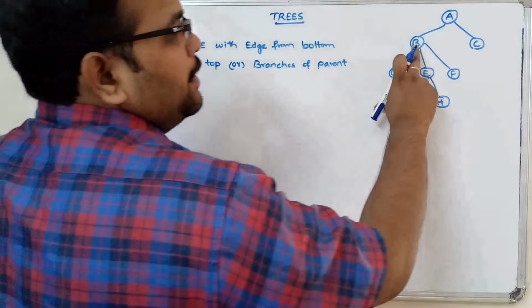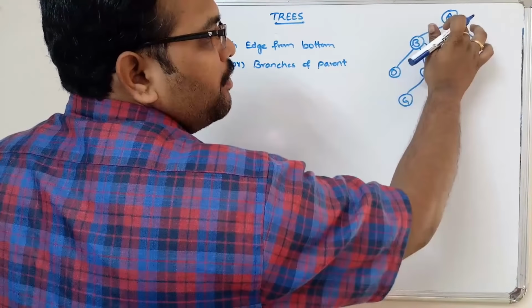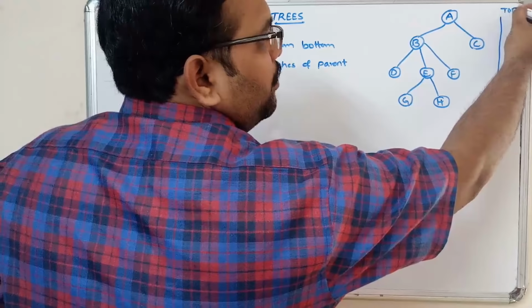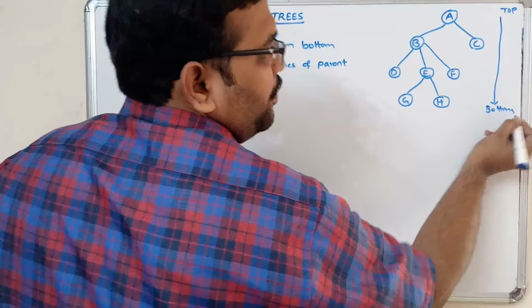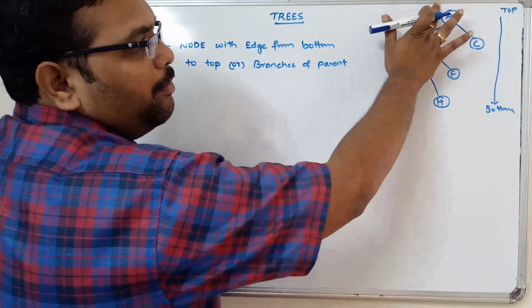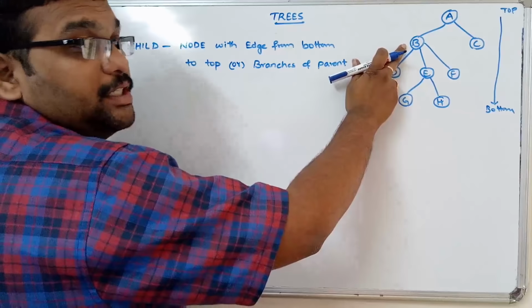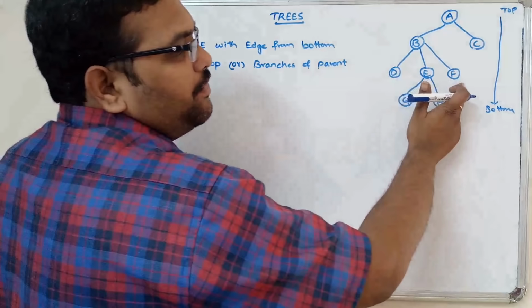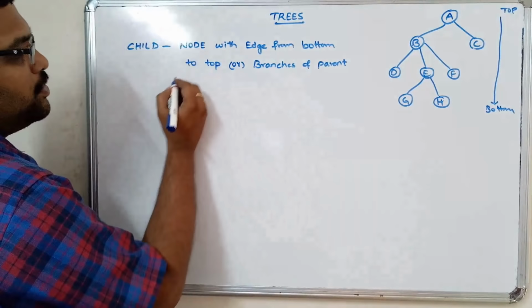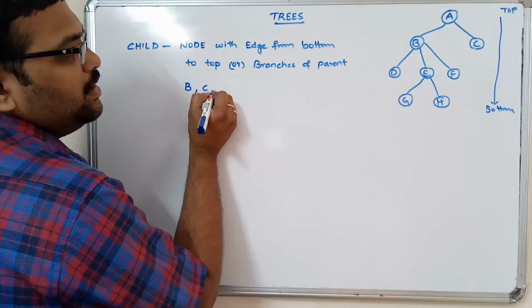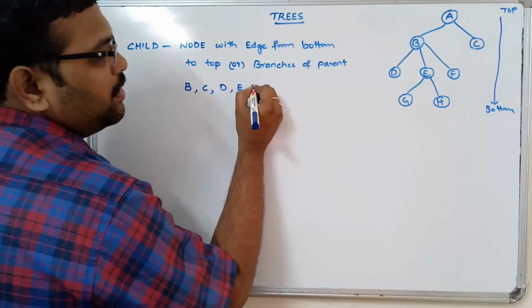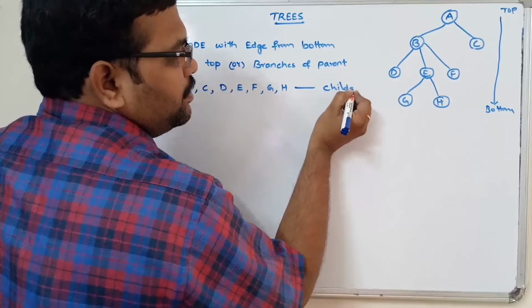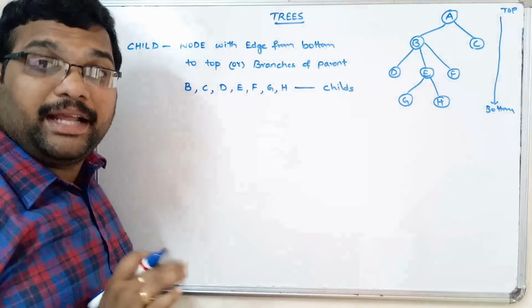So here, B is having a branch from bottom to top. This is the top, this is the bottom. So B is having a branch from bottom to top, that's why we can call B a child. C is having a branch from bottom to top, so C is called a child. D, E, F are children. G, H are children. So in this example, B, C, D, E, F, G and H all are children. A parent can have a number of children.